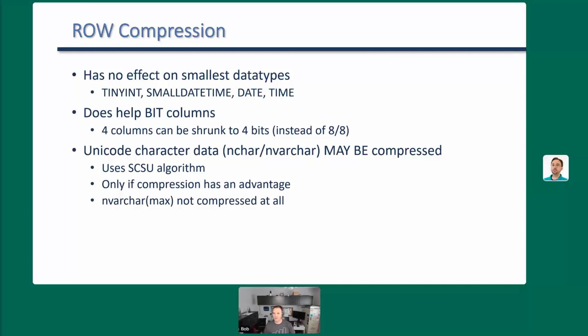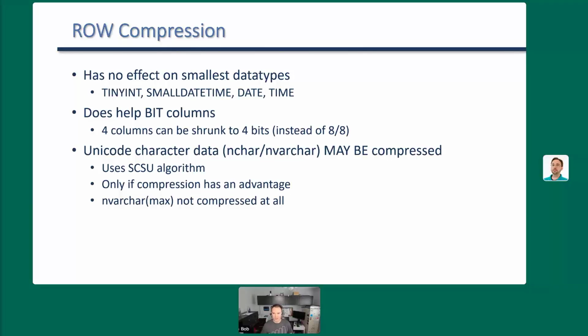And if you have Unicode data, it might be compressed. It's going to use what's called the standard compression scheme for Unicode algorithm to try to compress it. It's actually going to be kind of smart about it, and it's going to determine, hey, can I see a compression advantage with these values? If I can, well, great, we'll use it. If not, then we won't waste the time. And if it's nvarchar max, it will not be compressed at all.